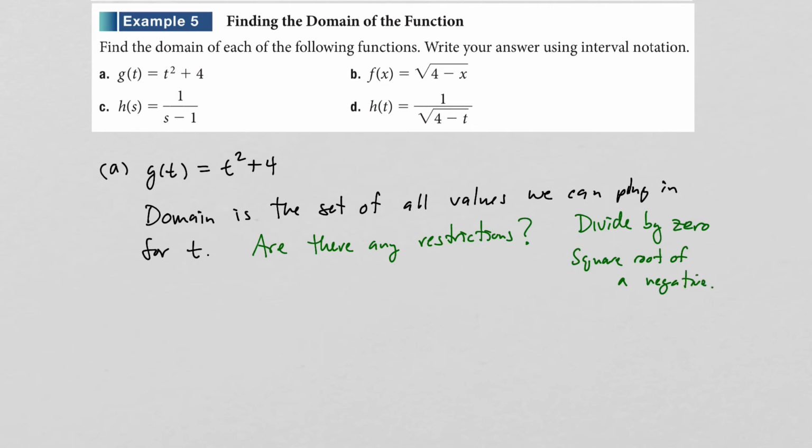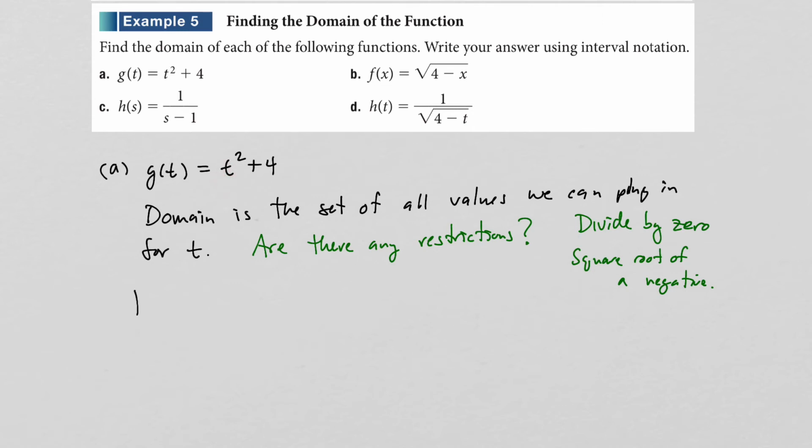Okay, those are the two things you can't do. So any number that's going to give you a square root of a negative or is going to result in dividing by 0 is not a number that you can plug into a function. But if you look at the function t squared plus 4, there is no division, right? So you will never be dividing by 0, no matter what number you plug in. Also, there is no square root, so you don't have to worry about taking the square root of a negative. So you are free to plug in any number you want for t.